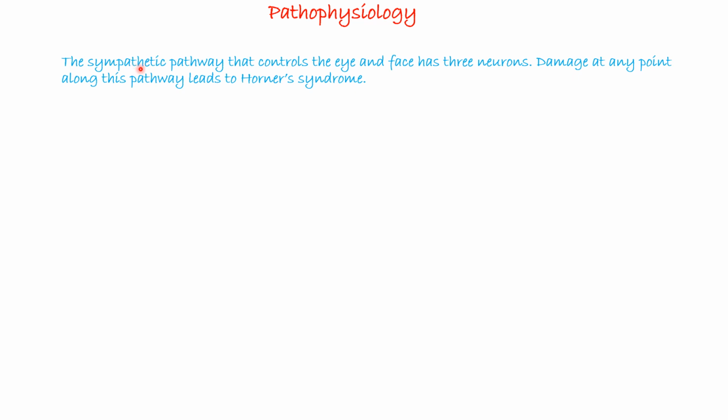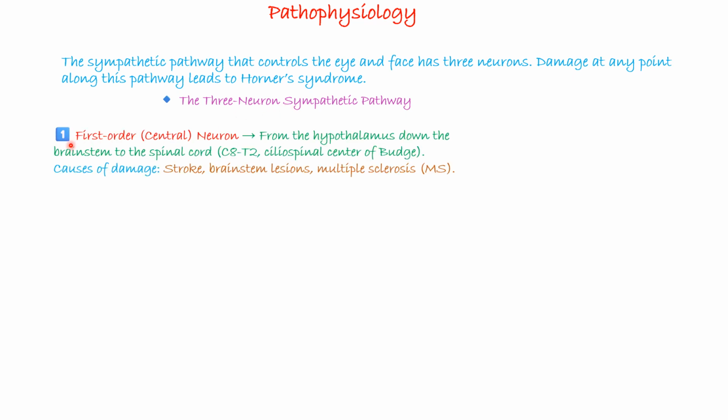So the pathophysiology of Horner syndrome, as I said, is a problem of the sympathetics. The sympathetic pathway that controls the eyes and the face has three neurons, and damage at any point along this pathway will lead to Horner syndrome. The three-neuron sympathetic pathway includes the first order, that is the central neuron, which travels from the hypothalamus down to the brainstem to the spinal cord, and it reaches the C8-T2 ciliospinal center of Budge. So any disruption in this center will lead to Horner syndrome. The causes include stroke, brainstem lesion, and multiple sclerosis.